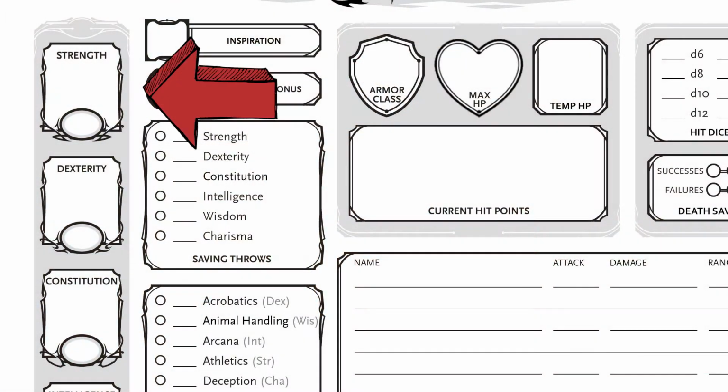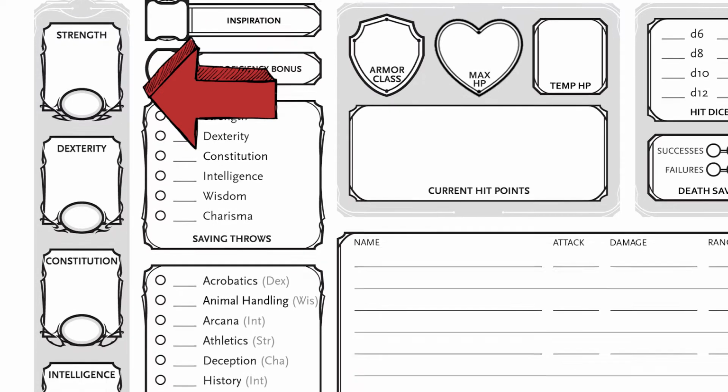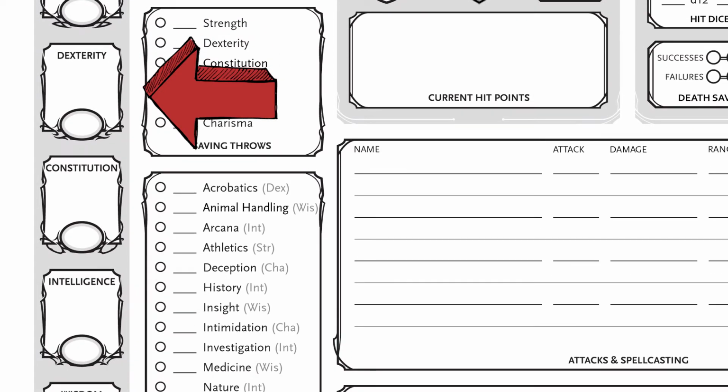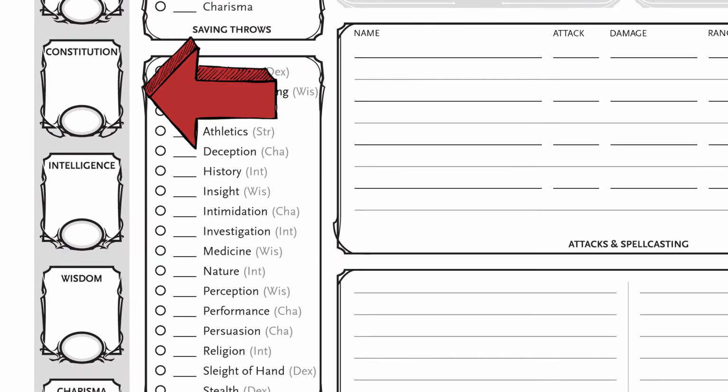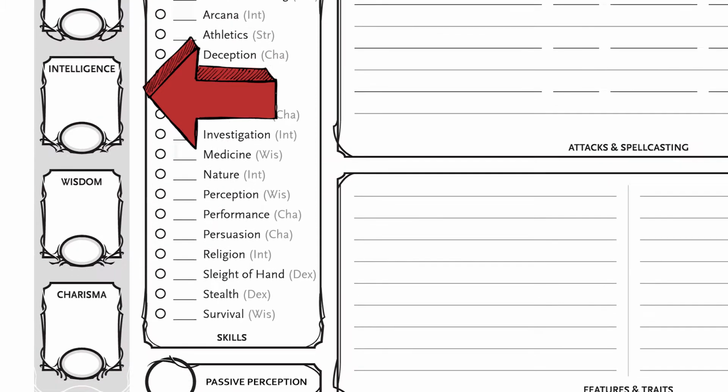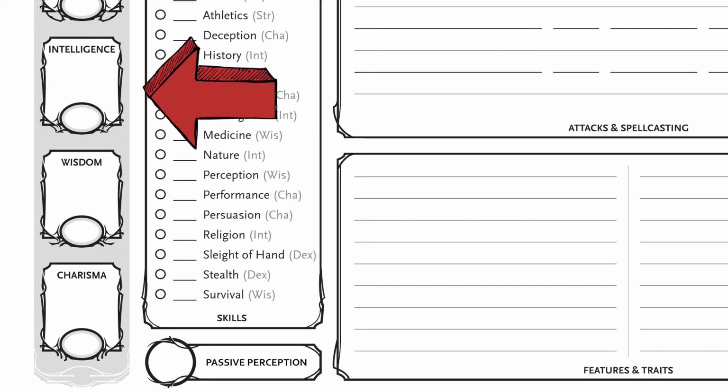You have strength, their physical physique, how much they can lift, how much pain they can take, all of that kind of stuff. We have dexterity, how nimble they are, how quick they are, how agile they are. We have constitution, how hardy they are. Are they thin and frail, or are they beefy and can they take a lot of hits? Then we have intelligence, how just plain intelligent they are.